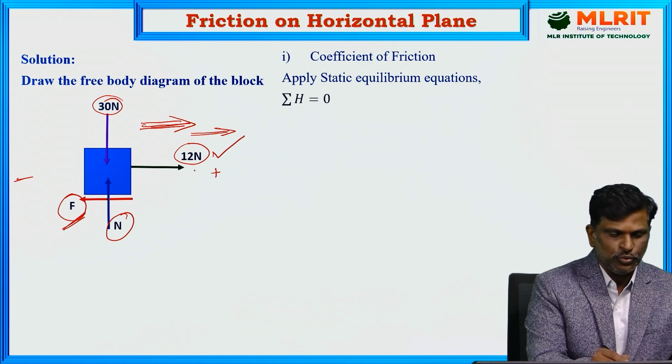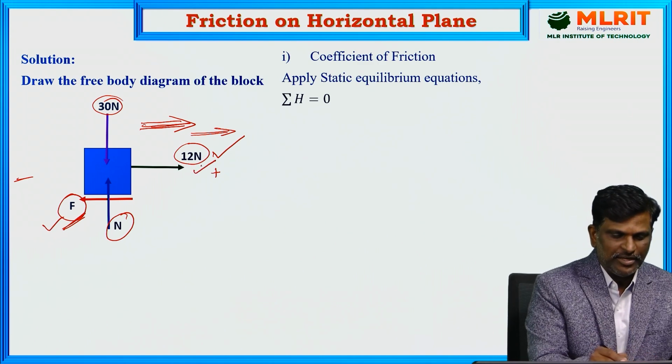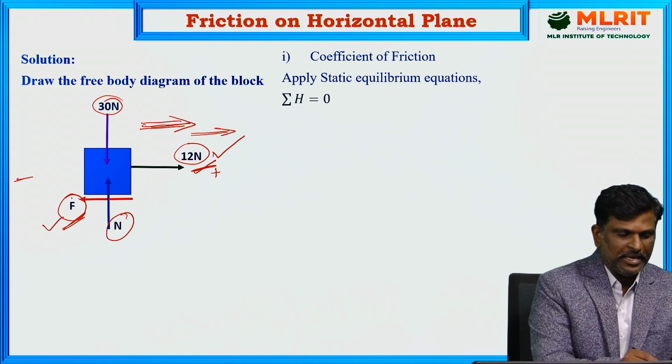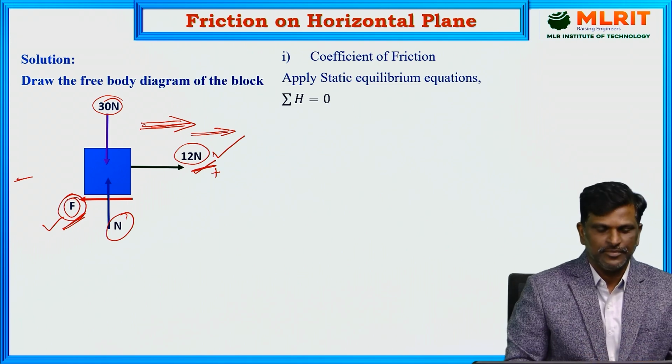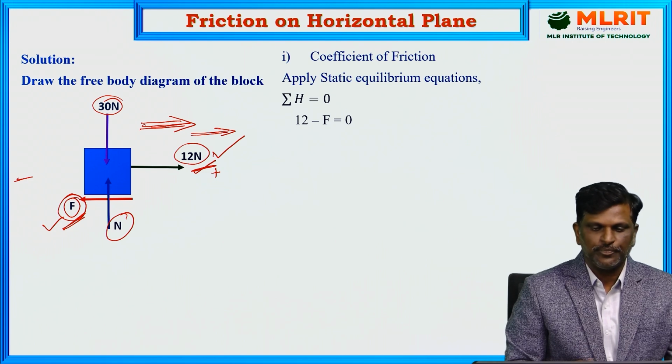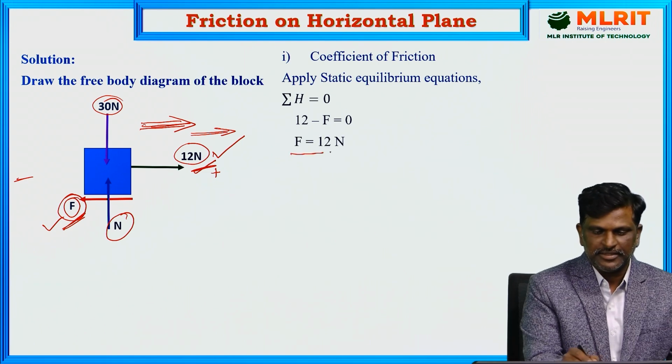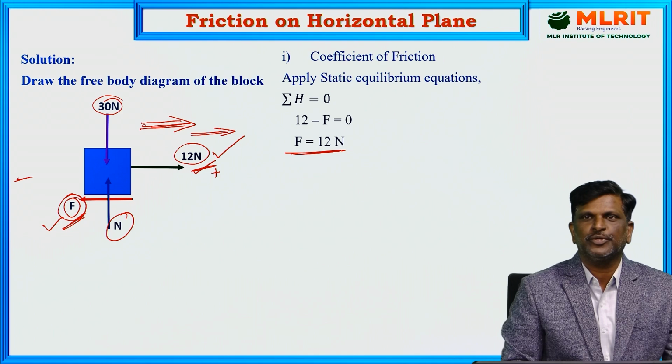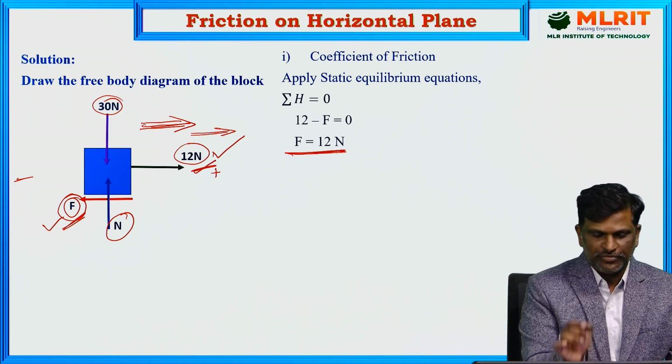Here we have 2 horizontal forces. One is 12 newtons towards the right side and F towards the left side. So the equation is 12 minus F is equal to 0. From this equation we can get friction equal to 12 newtons.